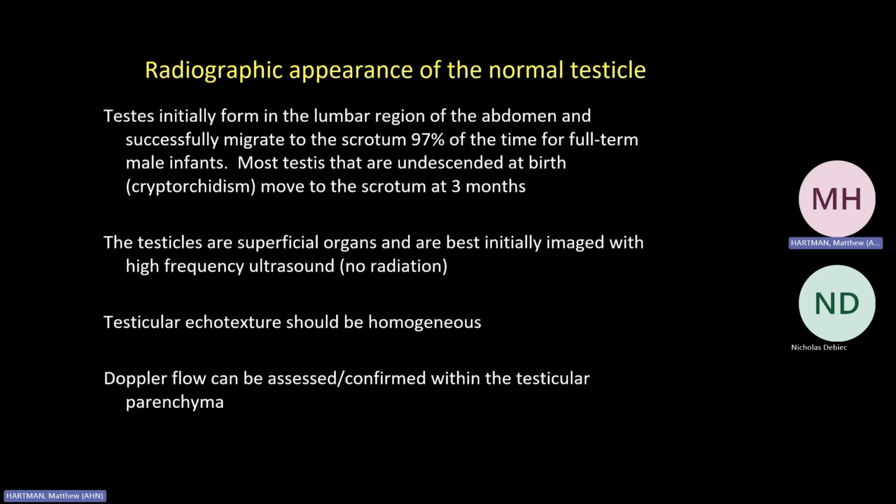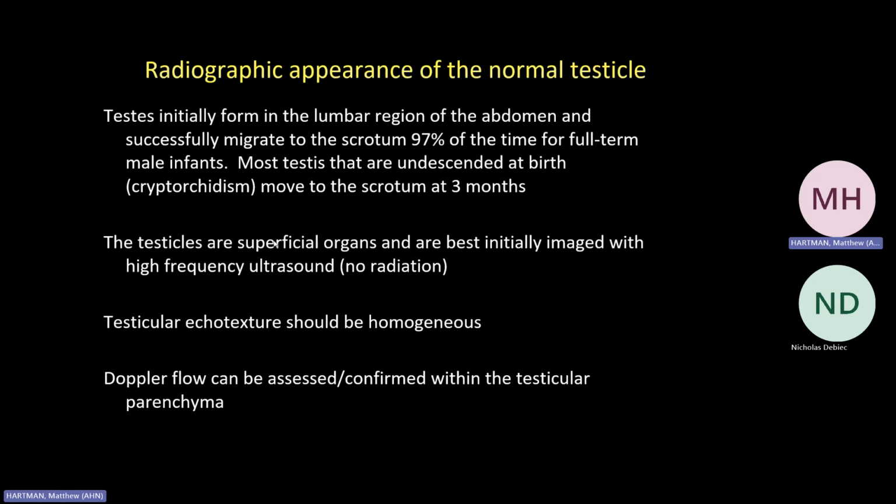Well, we have to remember the embryology, that it comes from the lumbar region and migrates into the scrotum, usually successfully. And if you get an undescended testis, that's a pediatric diagnosis, cryptorchidism, that can be a big deal. We'll talk a little bit about that.